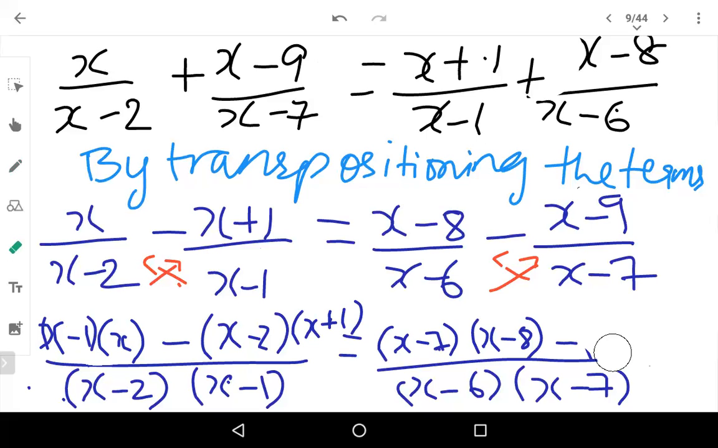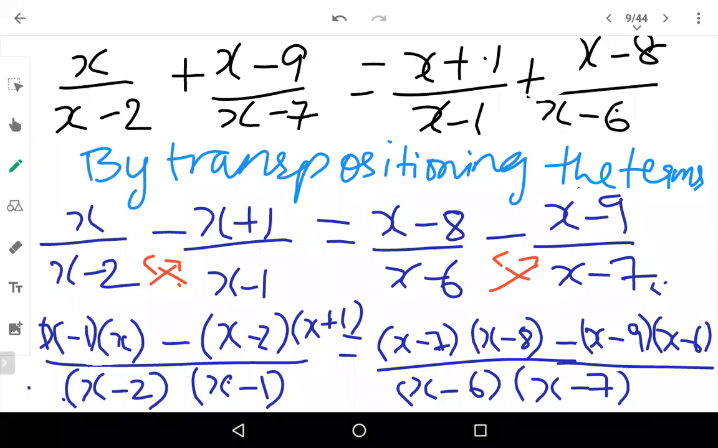I'll just rewrite this part. x minus 9 into x minus 6. Did you all understand the step? I've just taken the LCM here, where I've multiplied both the denominators. Yes, are you all able to follow? Yes or no?